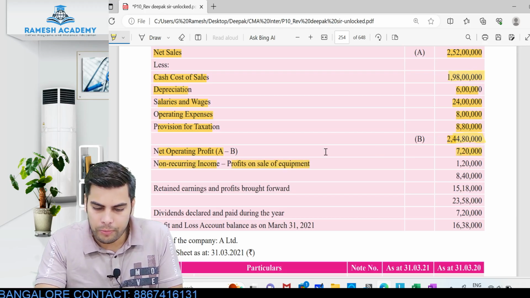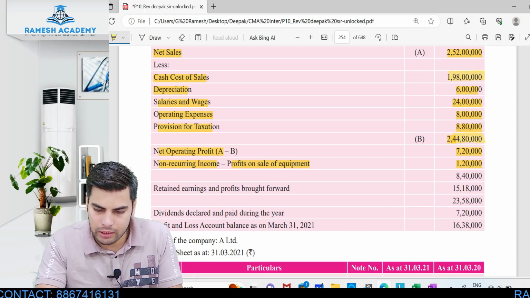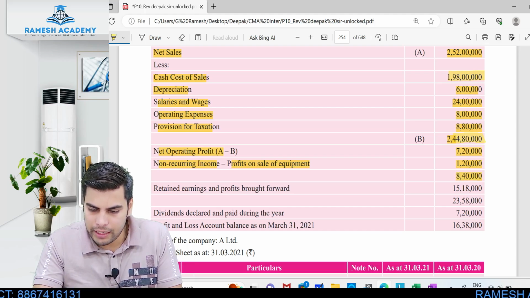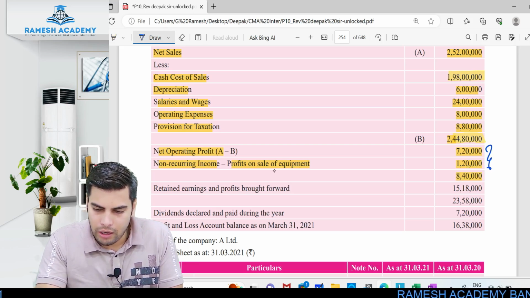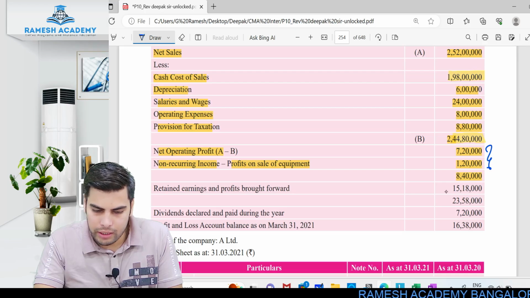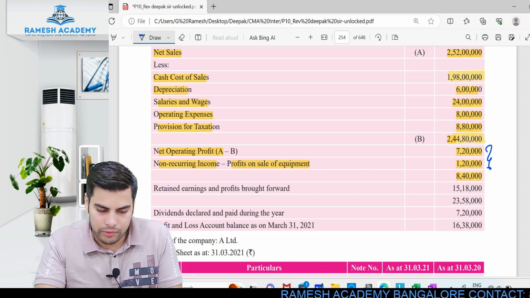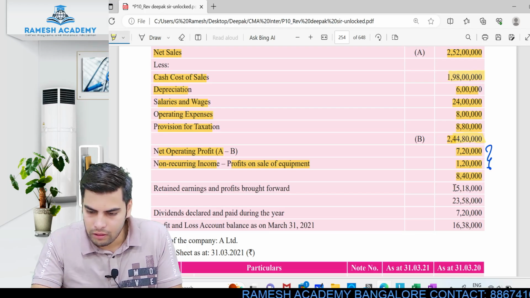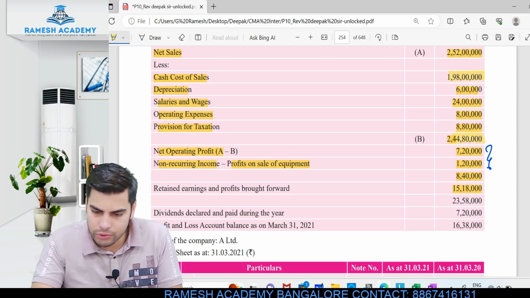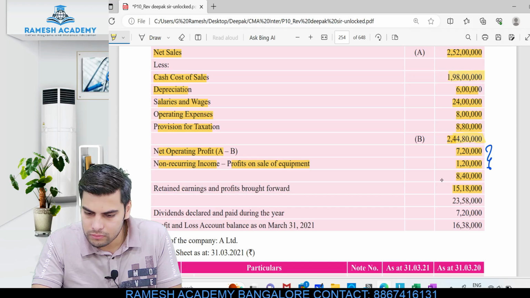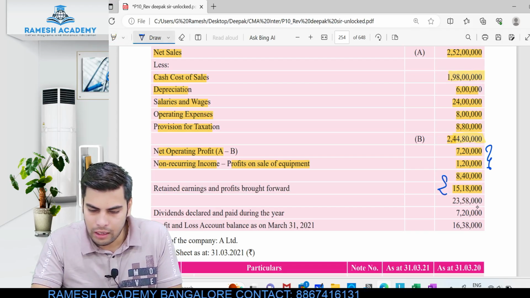Non-recurring income, that is profit on sale of investment. This is something related to investing activity. 1 lakh 20,000. So total profit will be 8 lakh 40,000, which is nothing but the sum of these two. So retained earnings out of this total profit: we are retaining some profits which is brought forward. The opening balance in the P&L account and reserve, how much is it? 15 lakh 18,000. The sum of these two would be 23 lakh 58,000.